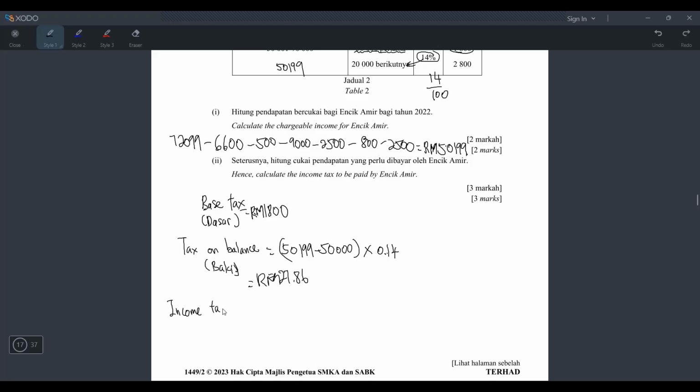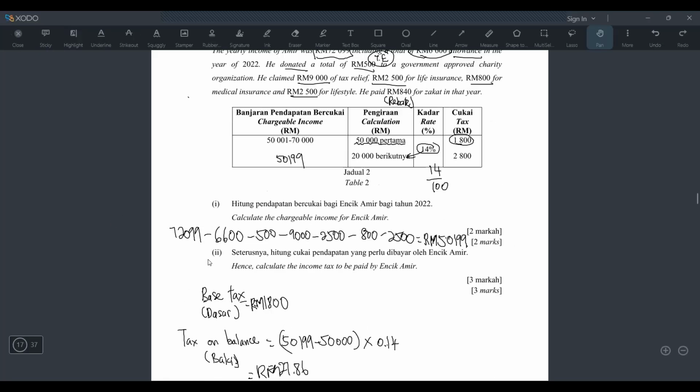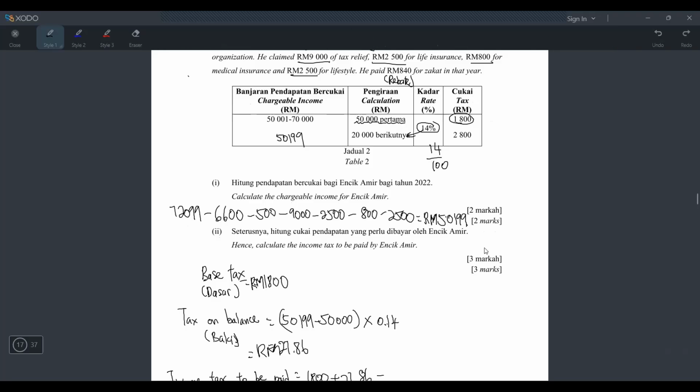Okay, income tax to be paid. In bahasa Melayu is yang perlu dibayar. Cukai perlu dibayar. So what you do is you will tambah 1800 plus with 27.86. But don't stop here. You have to tolak dengan rebate. Okay, remember, that's why I said just now, rebate don't minus in the beginning. You minus last kali, right? So rebate, how many types of rebate you learn in your syllabus? Don't tell me you forget already.